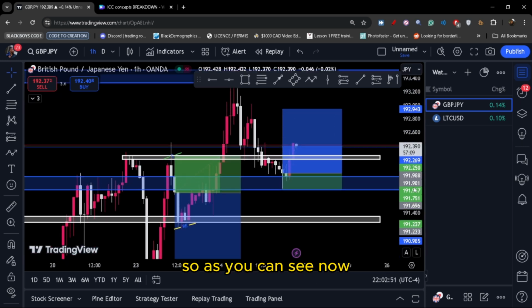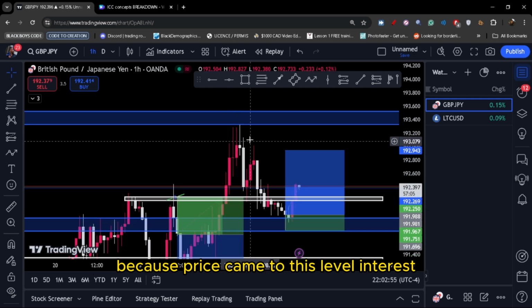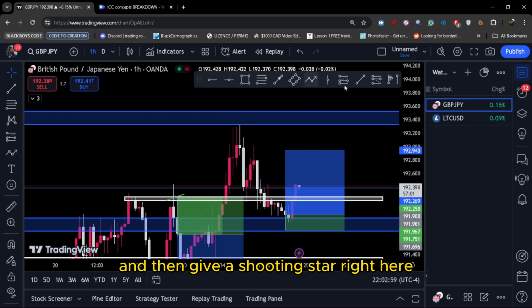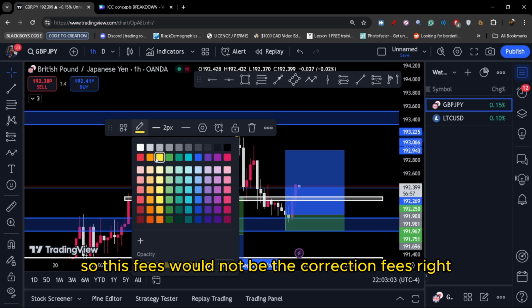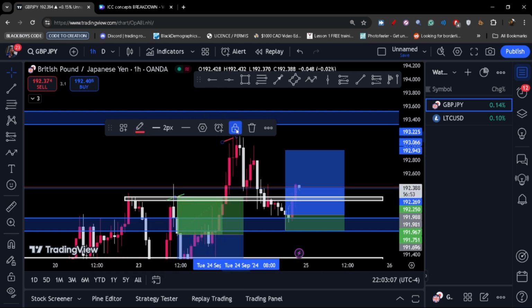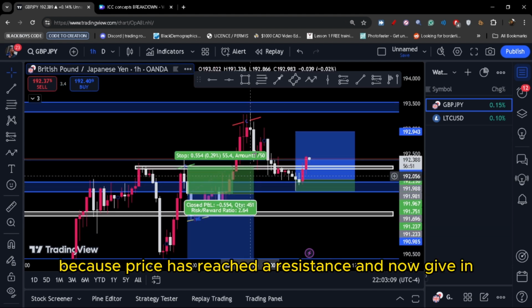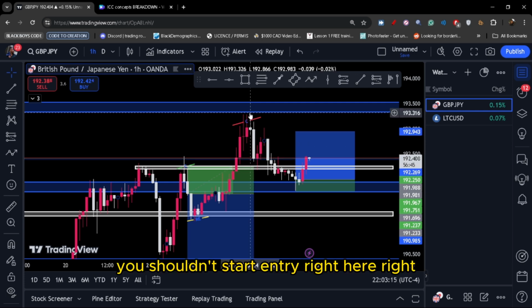So as you can see now, you should have probably taken a trade here too, because price came to this level of interest and then gave a shooting star right here. So this phase would now be the correction phase, right? Because price has reached a resistance and now gave a shooting star entry right here, right?